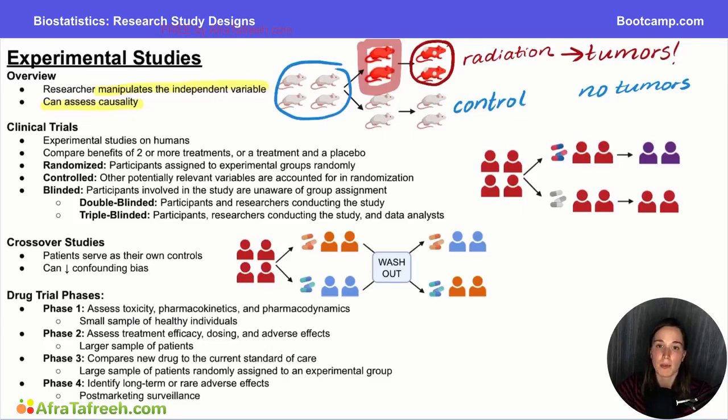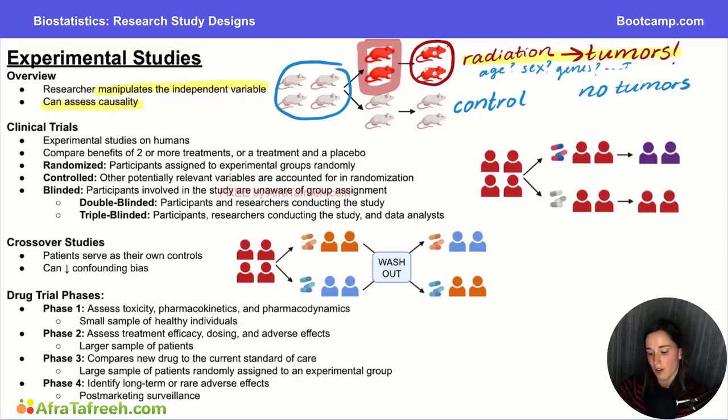So in our study example from before, we were hypothesizing that radiation exposure causes tumors. But we can come up with a list of other things that might cause tumors. So, for example, maybe the age of the mouse matters, maybe the sex of the mouse matters, maybe the genetic background of the mouse matters. So how do we know for sure that it's the radiation that's causing the tumor and not these other factors?